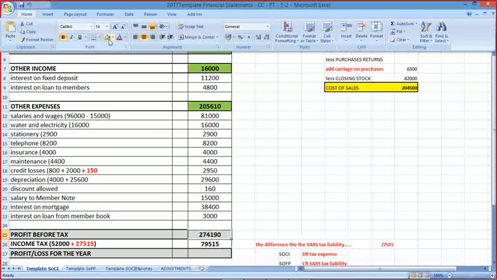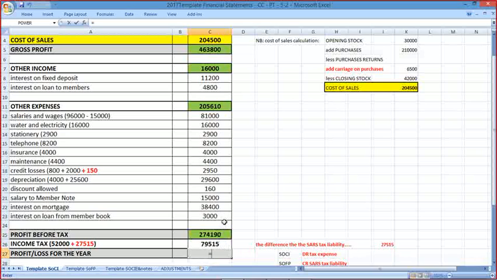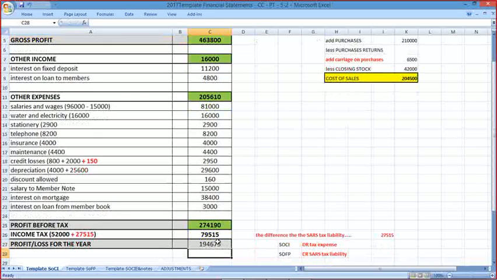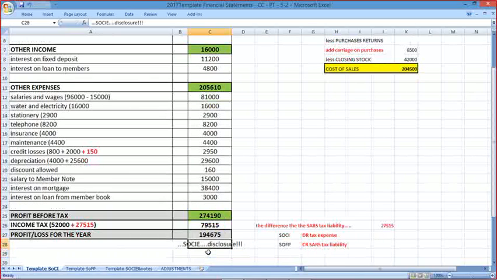And I get that. 7,190. Okay, then minus the tax gives me 194,675, which is attributable to who? Well, that's the profit for the year. Correct, the members. Yes. SOCI disclosure. Okay.